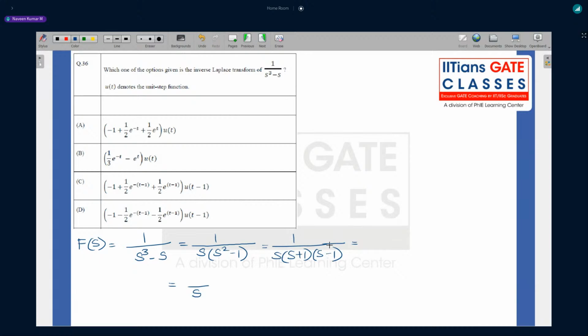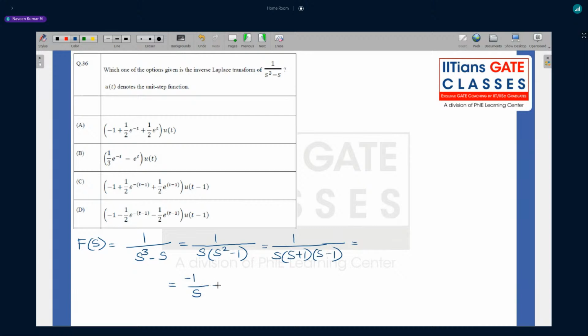Here it is 1, here also it is 1. So 1 by 1 is 1. So obviously 1 will come here, right? Oh, minus 1, sorry, because it is 0. Don't substitute here, only s plus 1. So 0 plus 1 into 0 minus 1. Here it is 1, here it is minus 1 will come.